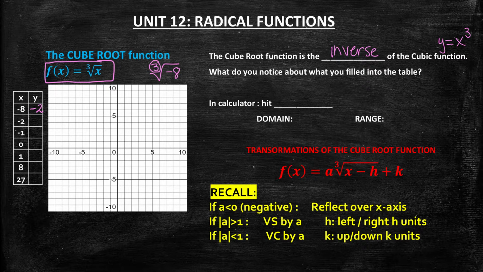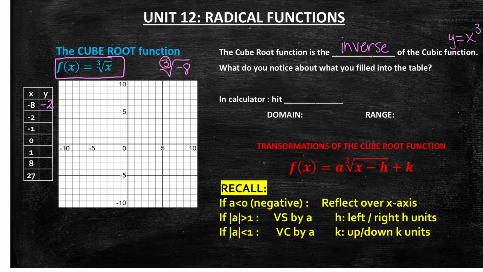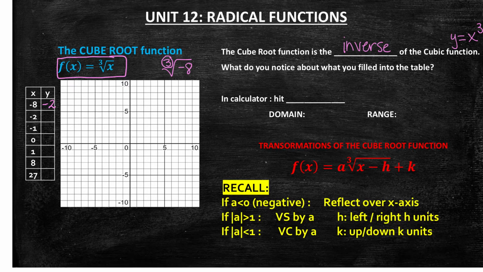So the cube root of -2 is actually a decimal. So we're not going to include that in our graph right here. I'm just going to write down decimal or abbreviate it.